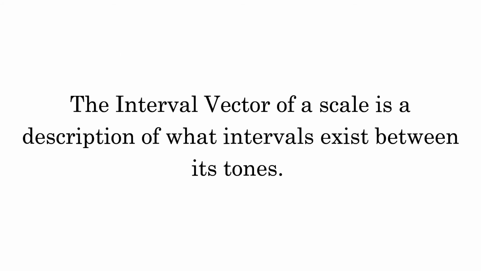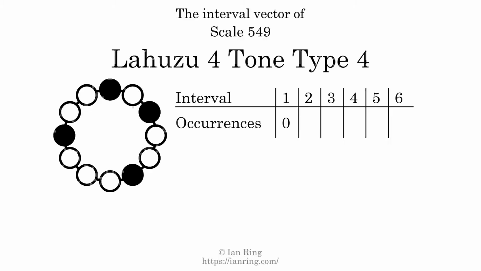The interval vector of a scale is a description of what intervals exist between its tones. There are no intervals with the size of 1 semitone. There is one interval with the size of 2 semitones. It is here. There are 2 intervals with the size of 3 semitones. They are here, and here.